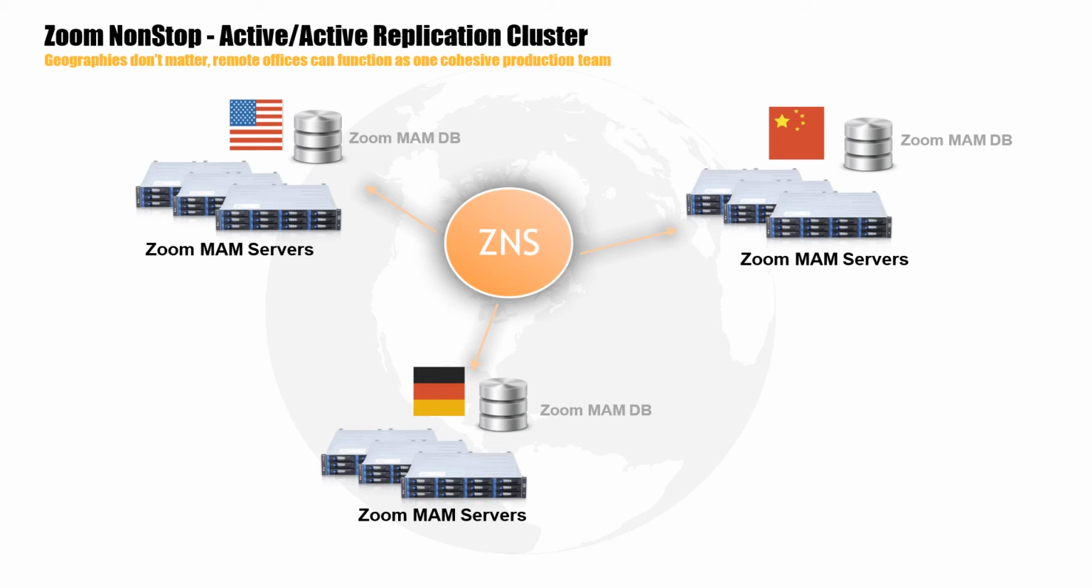So editors that are working in China with the firewall slowing them down can work with local content from the MAM database. And if they make an edit to a Premiere project or to a Maya 3D animation project, those changes are synced to all the other databases in real time. And so this ensures that if I am in Germany and access the same Maya file or a Premiere project, I'm doing it from my local MAM server, speeding up the workflow.